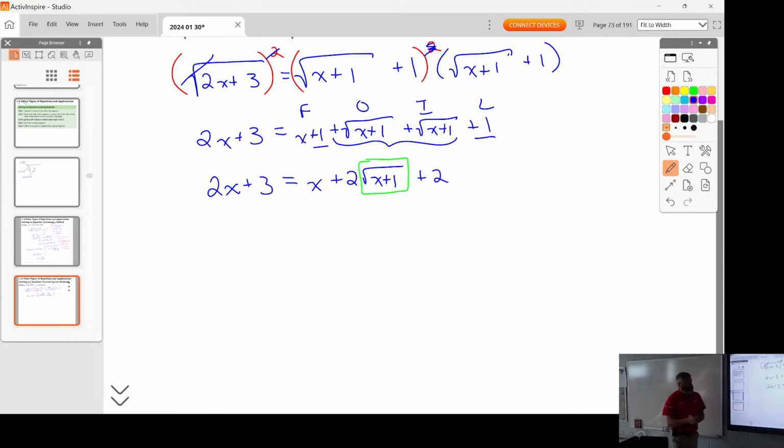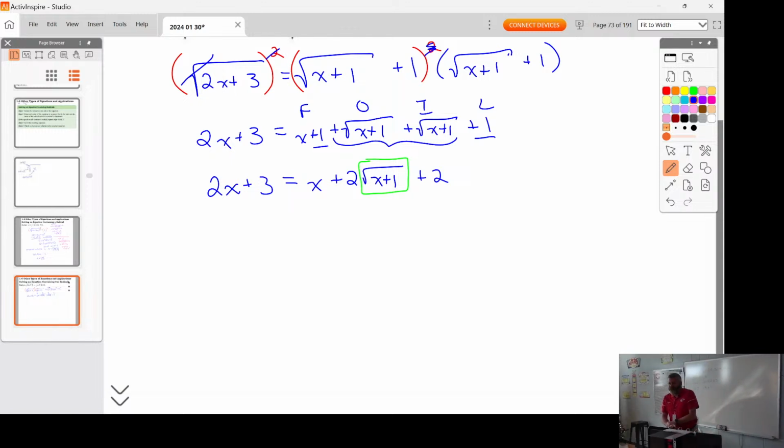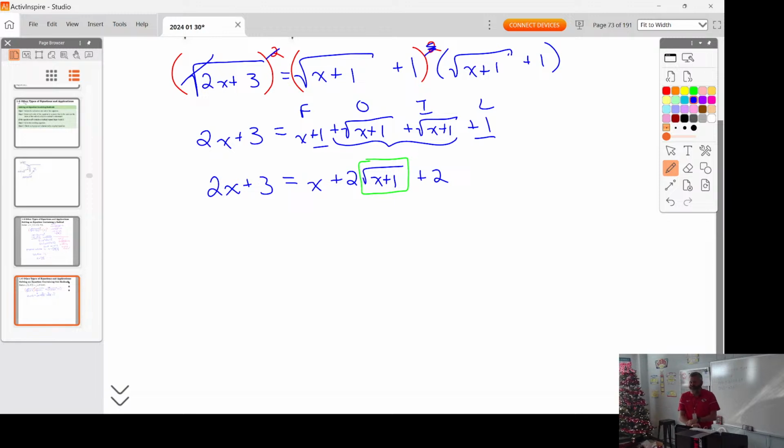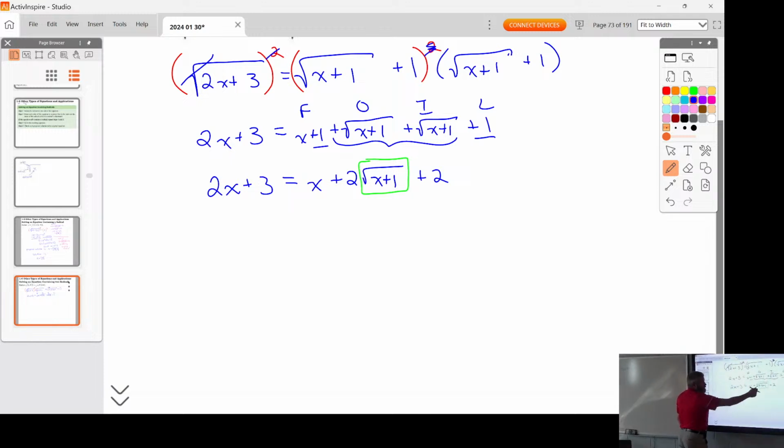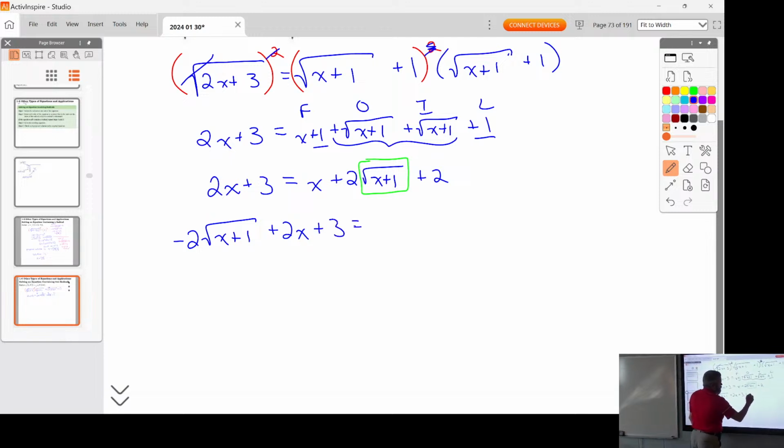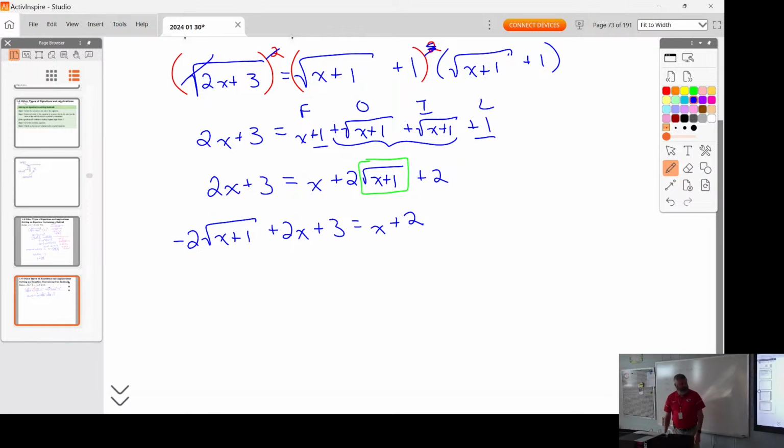What would you like to do? Quitting's not an option. Yeah, but you want to move that over, or do you want to get rid of the stuff that's with it? So you'd rather the radical be on the right side, not the left side? Okay, I'll do that. So subtract this guy from both sides. I now have negative 2 square root x plus 1 plus 2x plus 3 equals x plus 2. I did what you wanted to do. How did that help me?